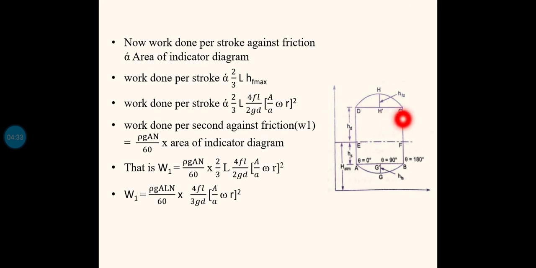So in general, the area added along with the ideal indicator diagram is the area of the parabola, which is equal to 2 by 3. Usually the area of the parabola is given by 2 by 3 into base into height. So here the base is stroke length L and the height is HF max.